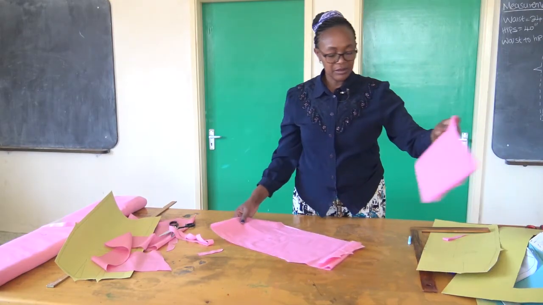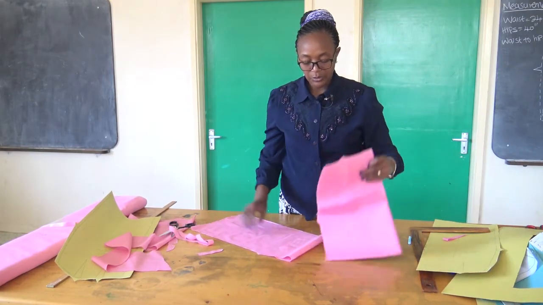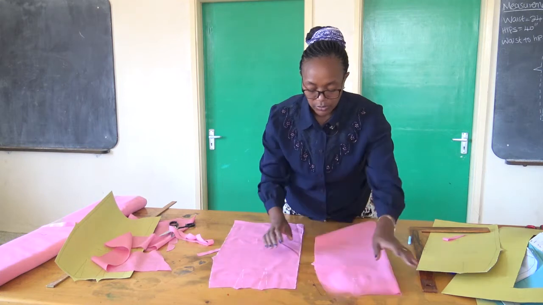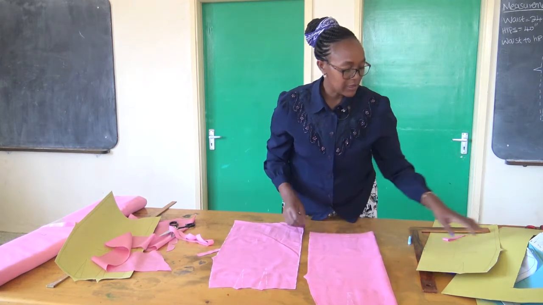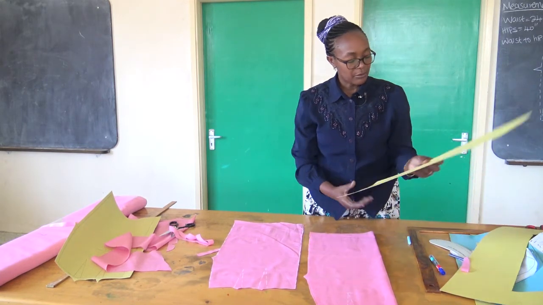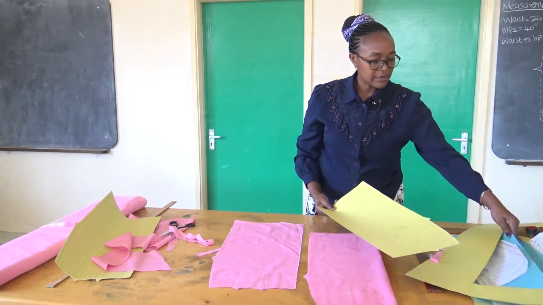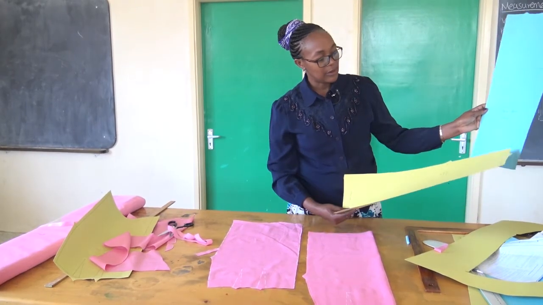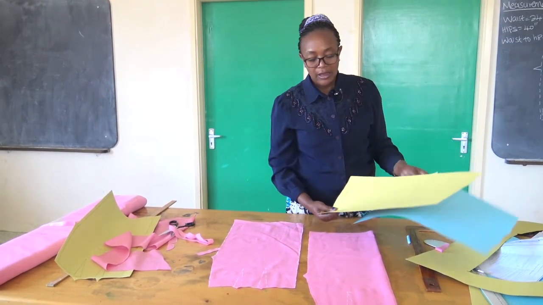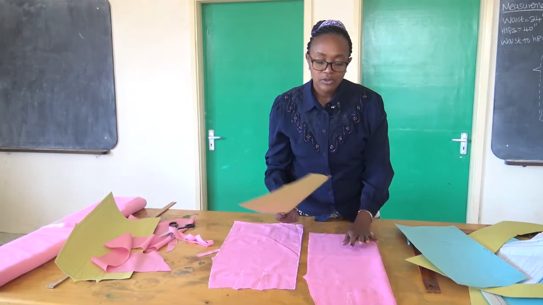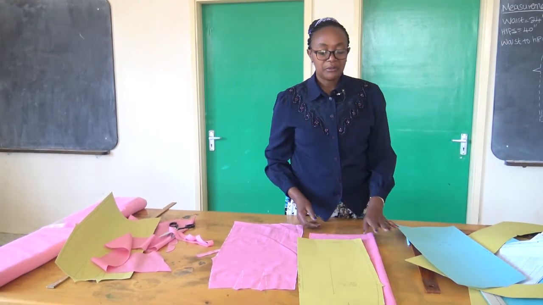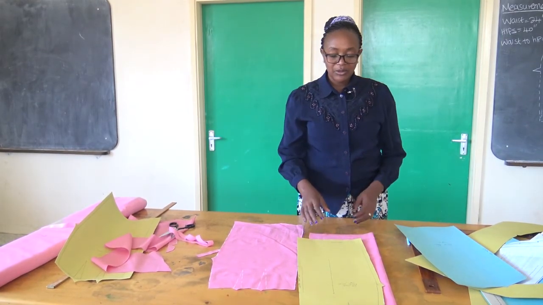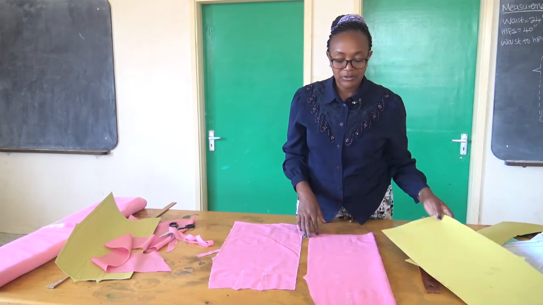Viewers, in this lesson, we've learned how to transfer the pattern marks from the basic patterns to the final pattern. This is a working pattern, this is the final pattern. Then from the final pattern to the fabric. We've been able to develop the patterns, to cut out the pattern pieces, ready for stitching.